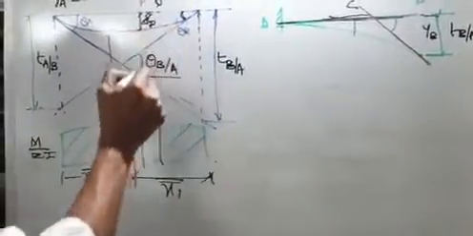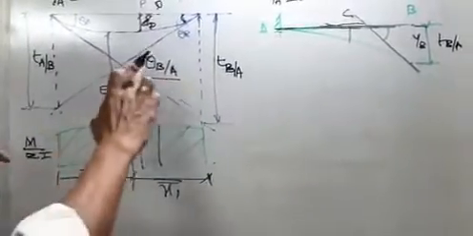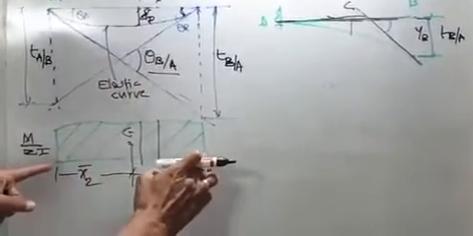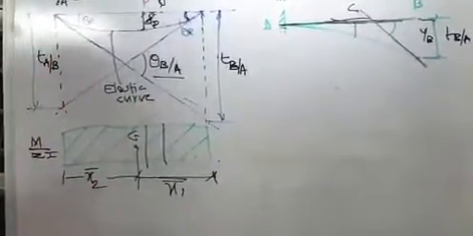That means the angle between these two tangents gives you the change in slope between these two points. Directly to get this, you have to take the area of the M by EI diagram between these two points. That is what moment area theorem number 1 says.